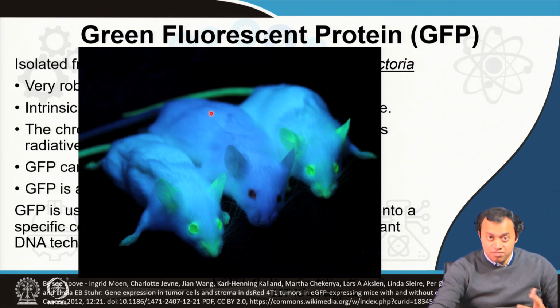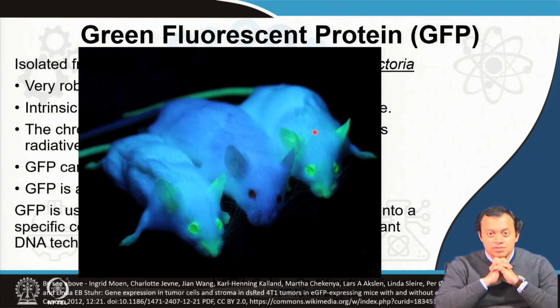The middle mouse is a normal mouse. These are the two different mice where they have got tumors inside their eyes and different parts of the body. GFP has been made to attach with that tumor, the DNA has been made to attach with that tumor, and when they are put in ultraviolet light, they are fluorescing. If this can happen inside mice, can it not happen inside you?